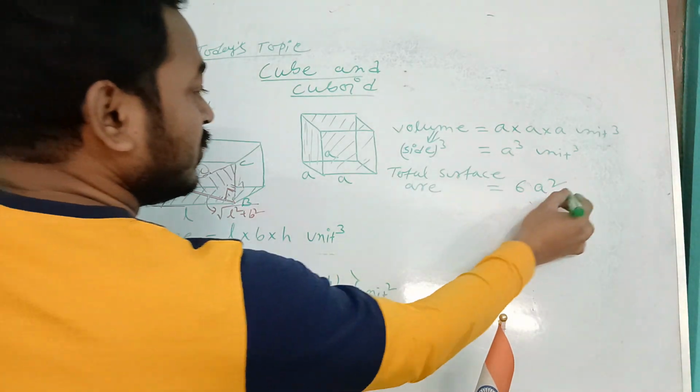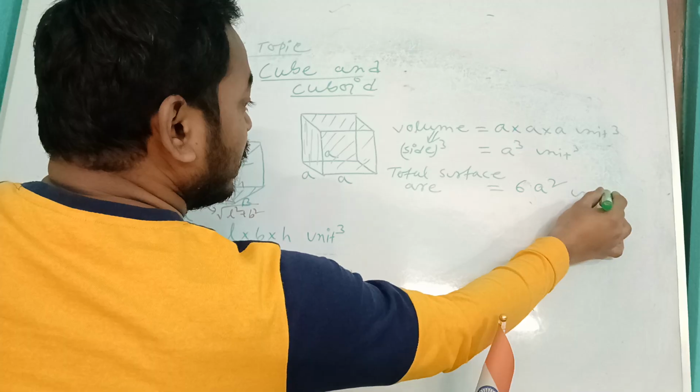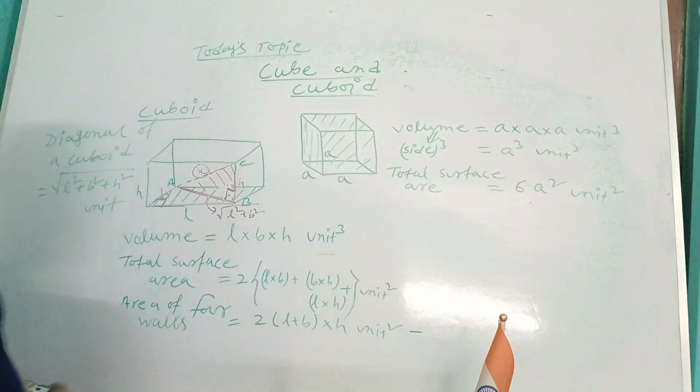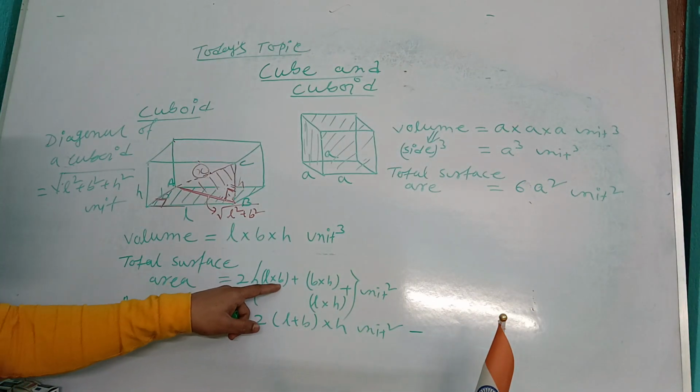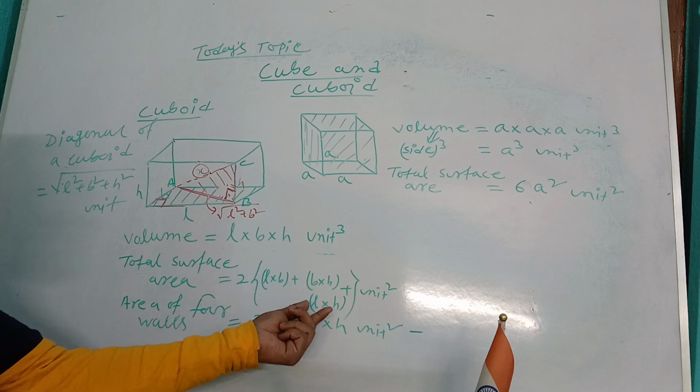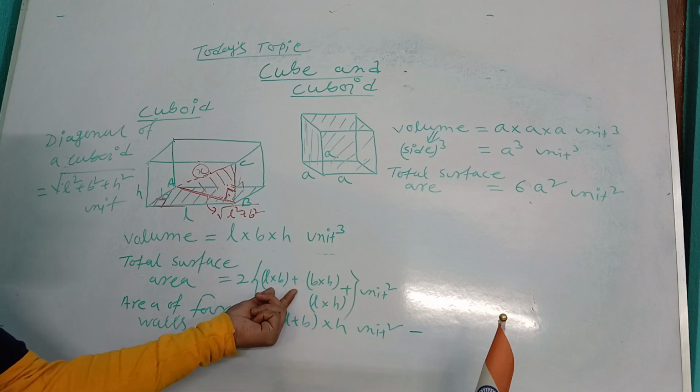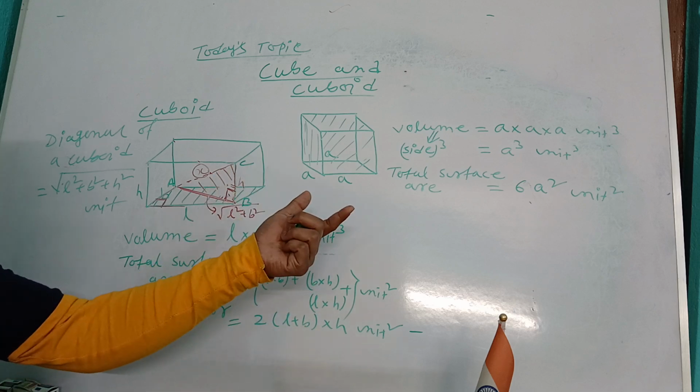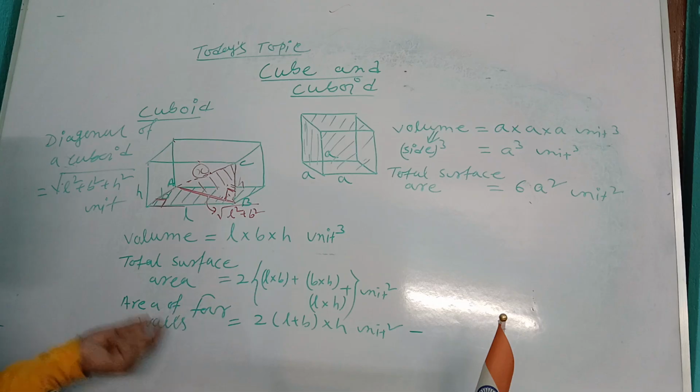Area. Tell me, what is the unit? It is square unit. If we put here a square plus a square plus a square, that is 3a square, times 2, 6a square. Same. Next one, area of 4 walls.